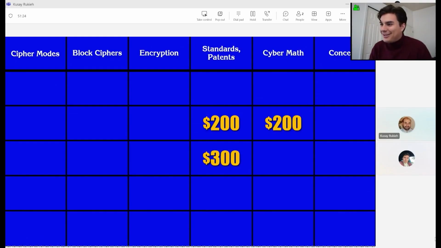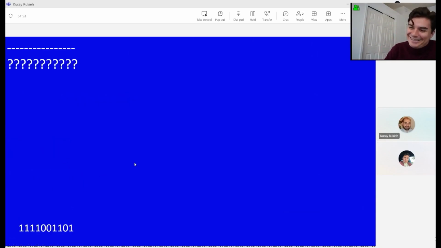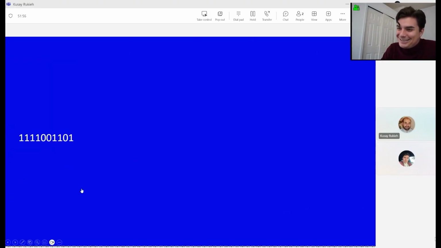I thought this is why it's poly. This is the cryptography master. Let's go with an easy one for cryptography math, $200. That should be easy for you. You love it. XOR the following. So if it's a 0 and a 1, it always carries down to 1. If it's anything else, it's a 0. So we got 1, 1, 1, 1, 0, 0, 1, 1, 0, 1. Let's see the answer. That's correct. If they're different, it's one. If they're the same, it's zero.